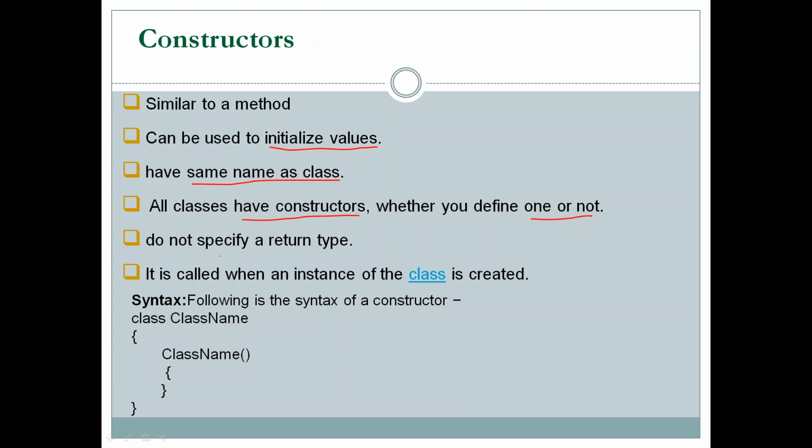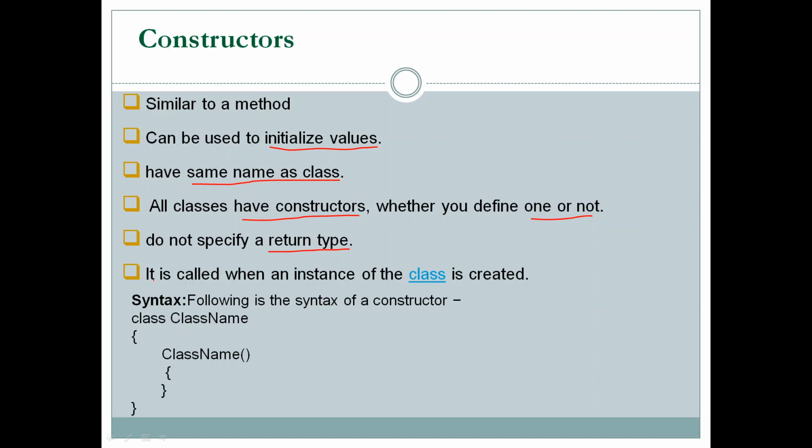Constructors do not specify a return type. A method specifies a return type, but constructors do not have a return type, because a constructor does not return any value.